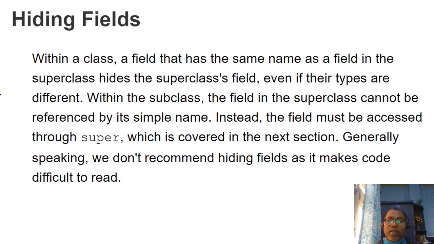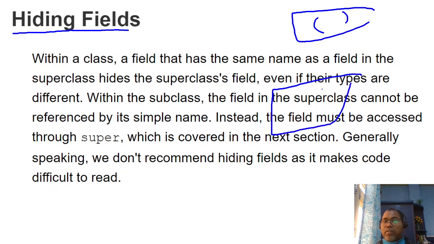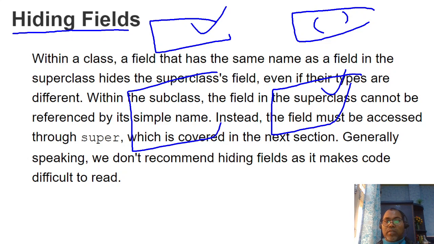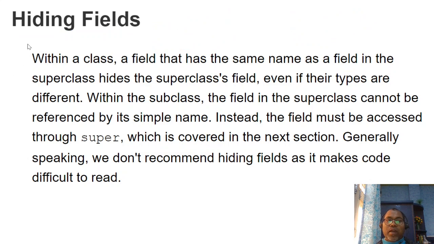Similarly, we can discuss hiding fields. In the case of methods, if you define the same method in your subclass, it is known as method hiding. Similarly, you can define the same instance variable, the same field, in the subclass. This is field hiding, meaning the superclass value is hidden in the subclass. So be clear: sometimes you can hide your field as well. A field that has the same name in a superclass is hidden by the subclass value.